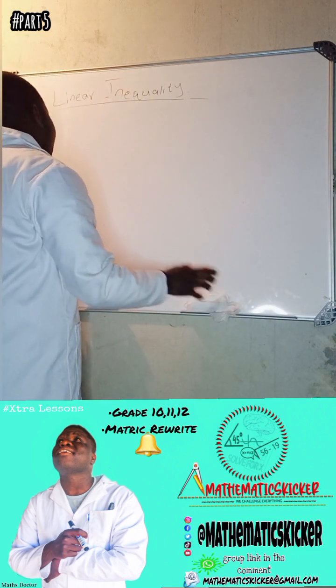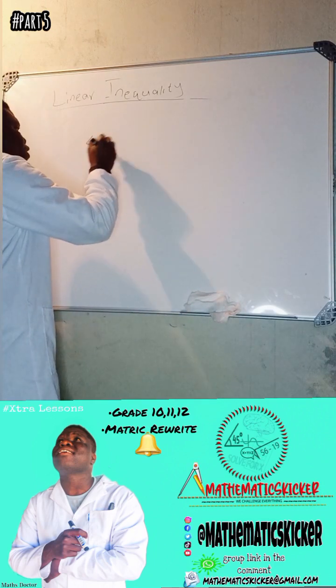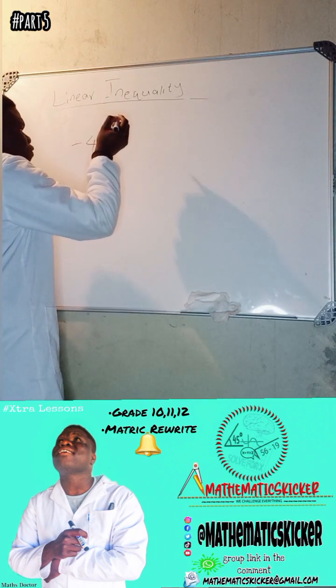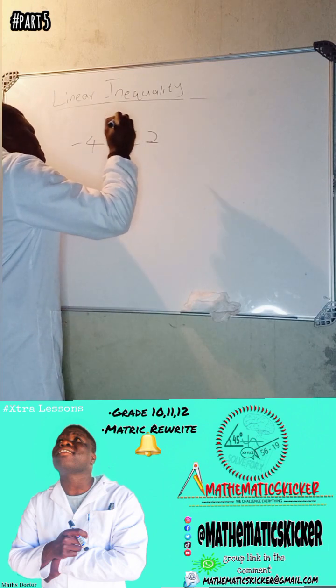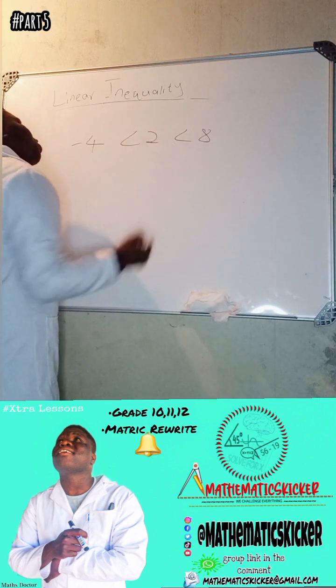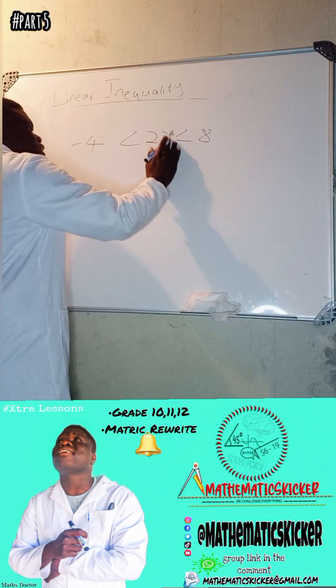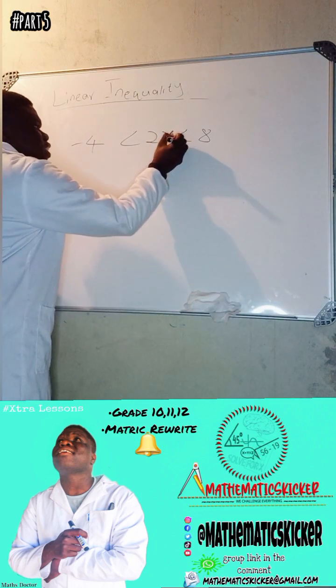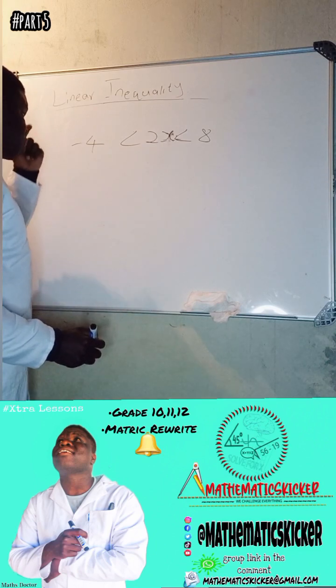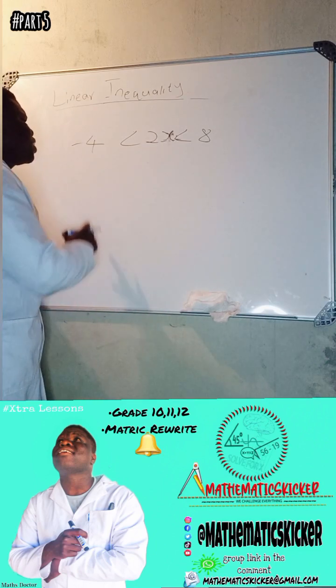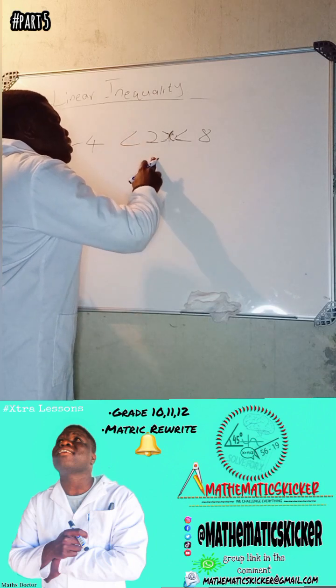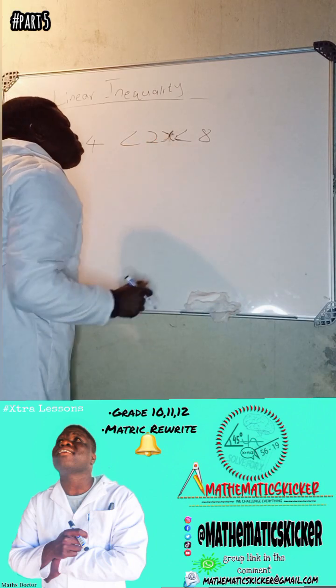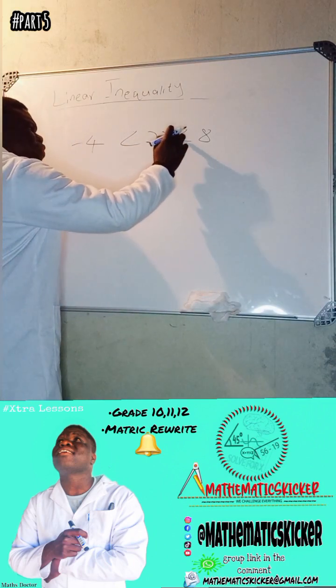Let's say, for example, we are given something of this nature: negative 4 is less than 2x, and 2x is less than 8. This question means, they're saying solve for x. It means, for which values of x is negative 4 less than 2x and 2x less than 8, right?